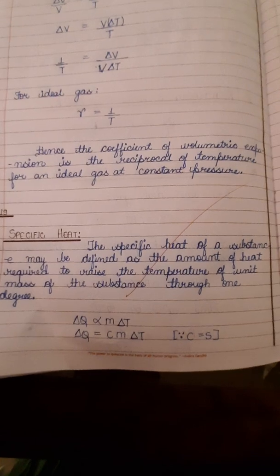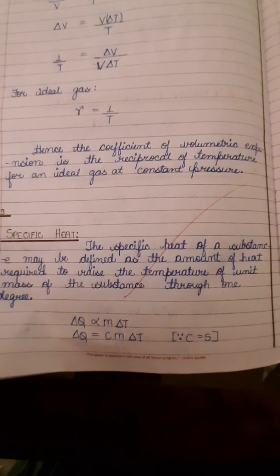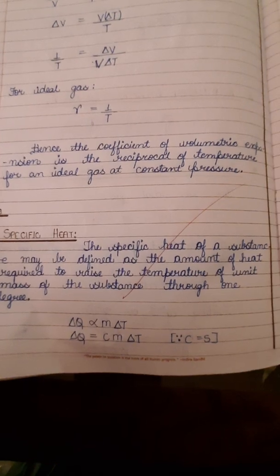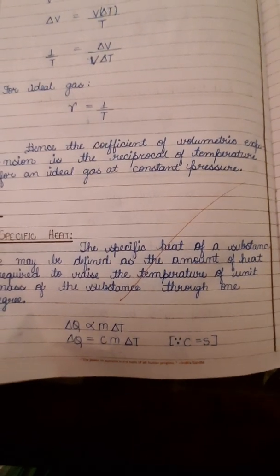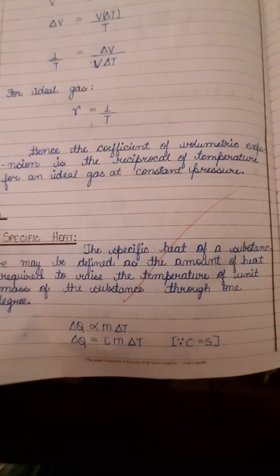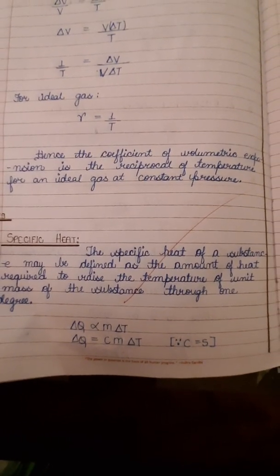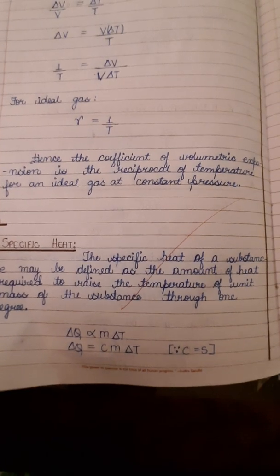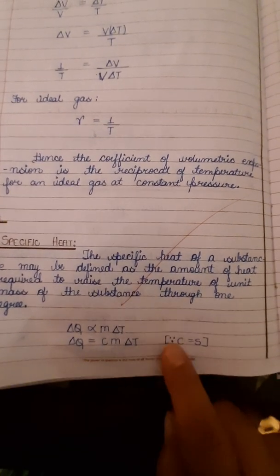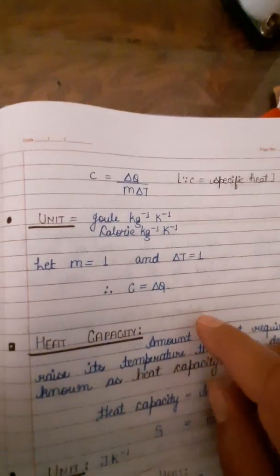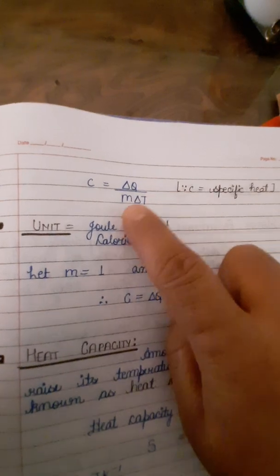So delta Q, let this be the increase in heat, is directly proportional to mass and directly proportional to change in temperature. So delta Q is equal to C into M into delta T. What is C here? C is called specific heat, the coefficient of specific heat. And sometimes C can be represented as S also. S is for specific heat. So here you got C is equal to delta Q upon M into delta T.